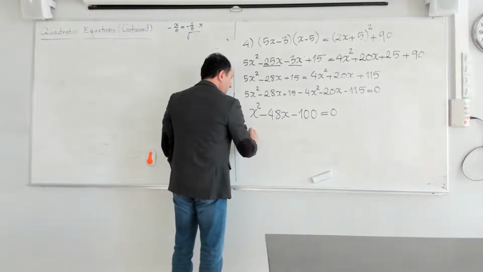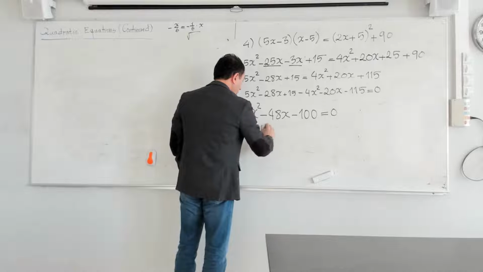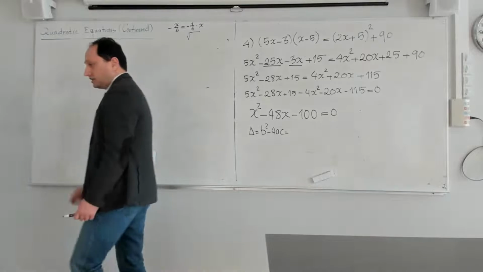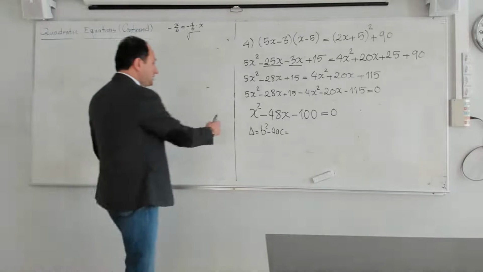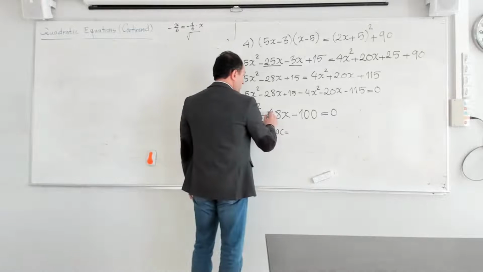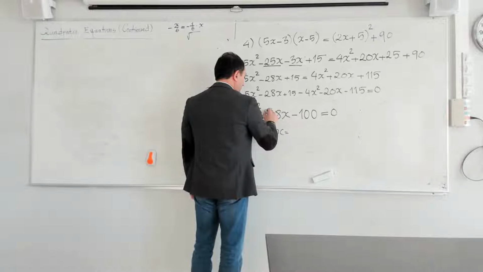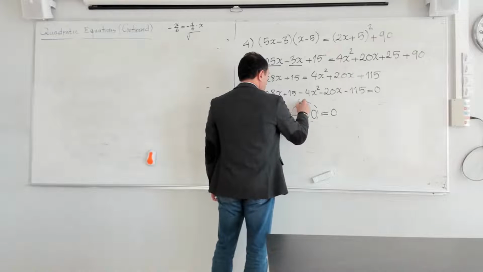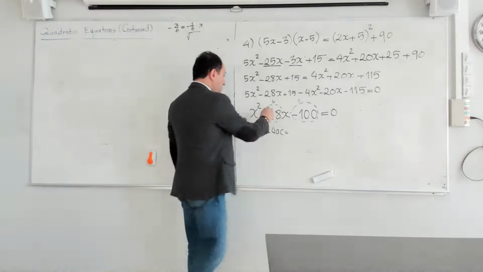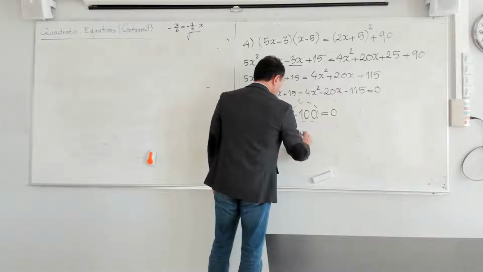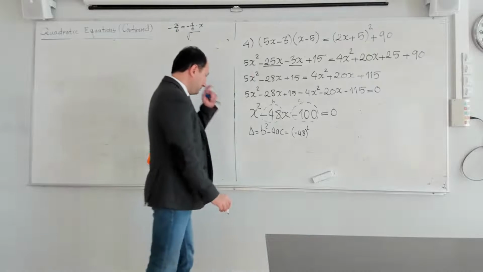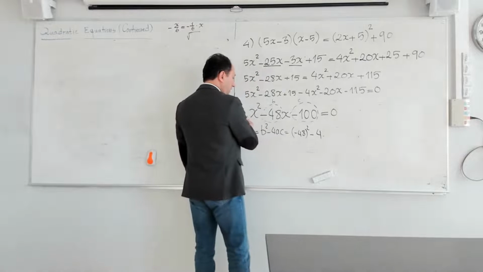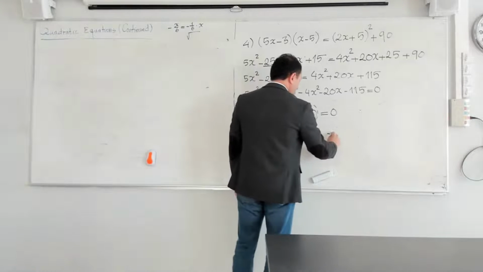Okay, so I would write my delta. So delta is b squared minus 4ac, but this is my b. Let me emphasize here. So my a is 1 here, okay? So here I have, this is my b, and this is my c. So b squared is minus 48 to power 2, yes? And then minus 4 times a is 1, c is minus 100.